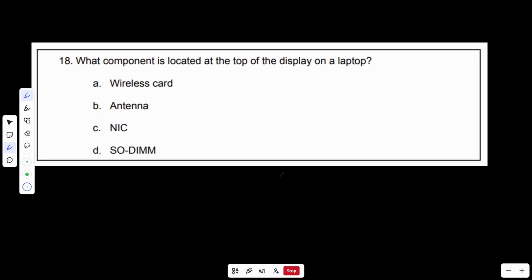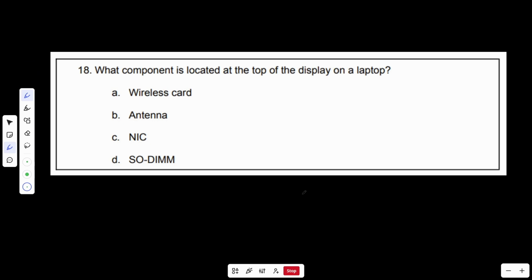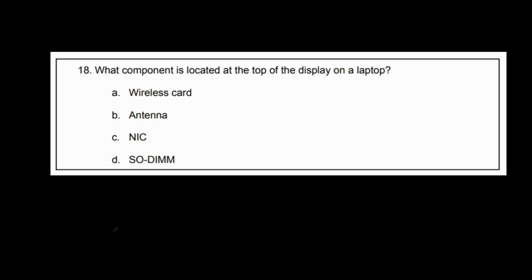All right, guys, next question. We're getting a lot of questions today. You guys are lucky. It reads, what component is located at the top of the display on a laptop? A, wireless card. B, antenna. C, NIC. D, SODIMM.